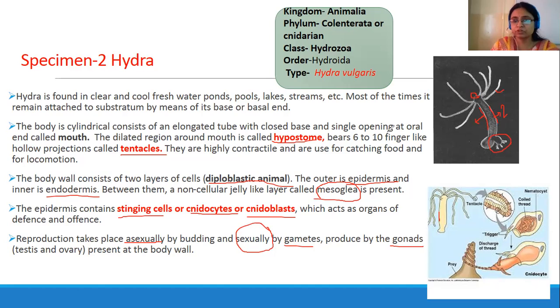So what are the diagnostic features on the basis of which you have identified it? Cylindrical body, mouth surrounded by 6 to 10 tentacles. In this way we have identified it. It is a hydra. Now moving on to the next specimen.